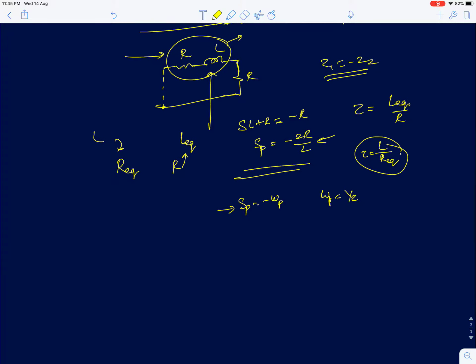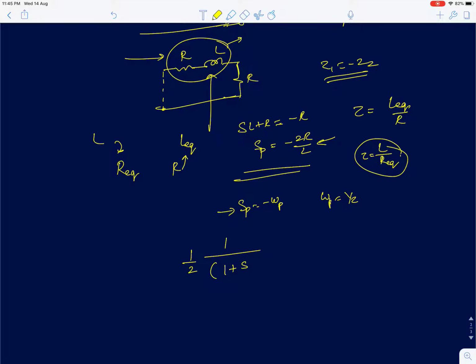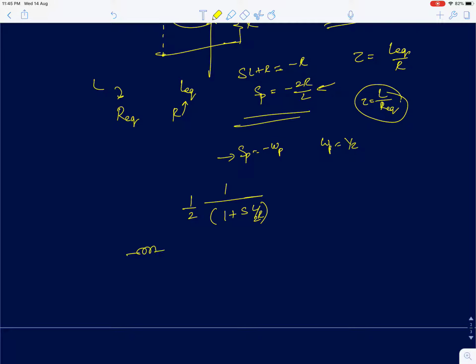So now in this circuit, the DC gain is half. There is no 0 in the circuit, and there is a pole at 2R by L, so the transfer function is 1 plus S tau, that is SL by 2R, in the denominator. So that's the transfer function for this circuit. We can very easily see that what happens in this circuit is you have R, L and R.